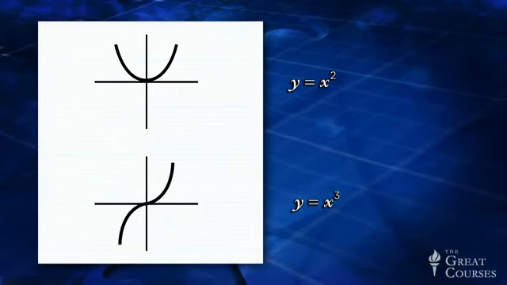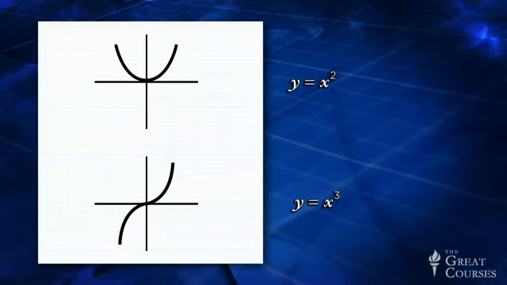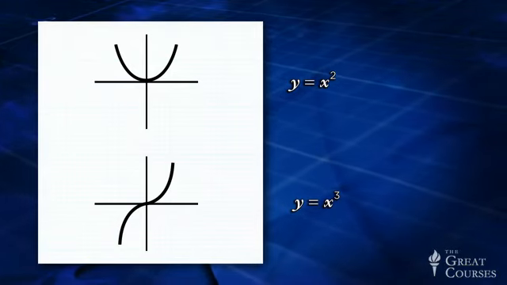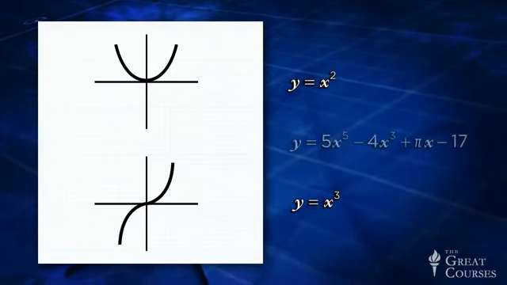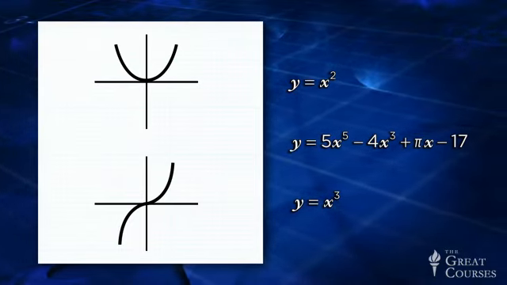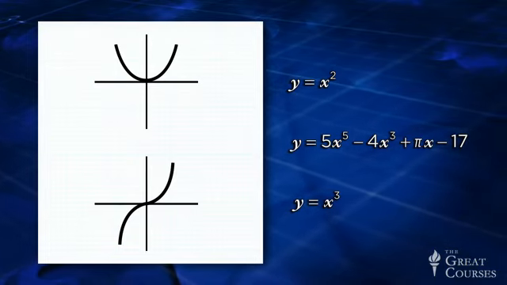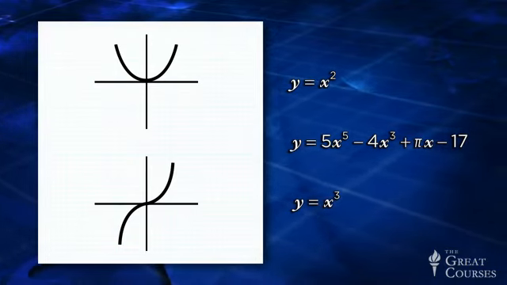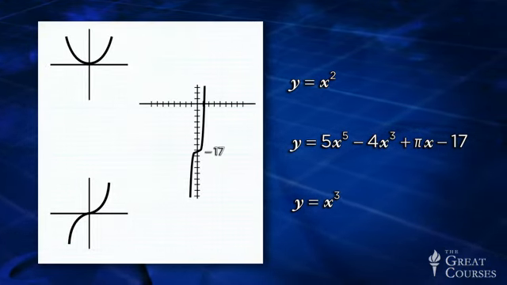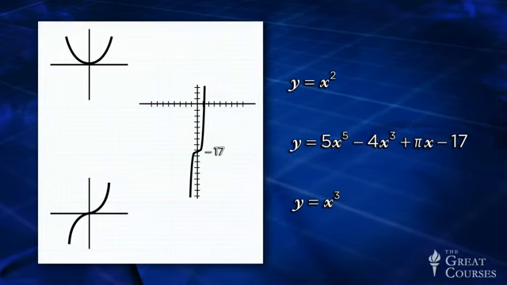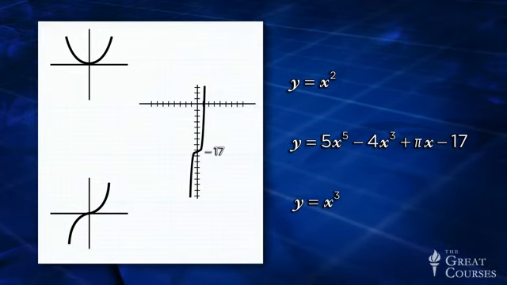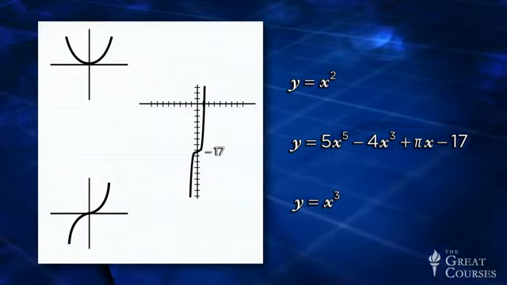Knowing the behavior of these two polynomials, you can then use calculus skills to analyze more complicated polynomials. For instance, y equals 5x to the 5th minus 4x cubed plus pi times x minus 17. The general shape of that curve, if you graph it, will be smooth. It'll go up and down, and using calculus skills, you can find out where it's increasing and where it's decreasing. You can also talk about its concavity. And these are all ideas from elementary calculus.